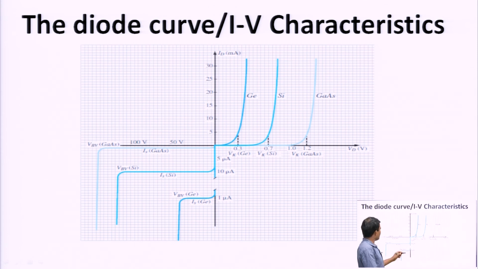These are the knee voltages, and in the third quadrant we can see the reverse saturation current. Reverse saturation current is of the order of picoamperes. In the case of gallium arsenide it is in picoamperes, for silicon it is about 10 picoamperes, and for the germanium diode it is about 1 microampere. The germanium diode has a much higher reverse saturation current than silicon and gallium arsenide. This is a demerit of the germanium diode, which I will discuss in coming lectures.